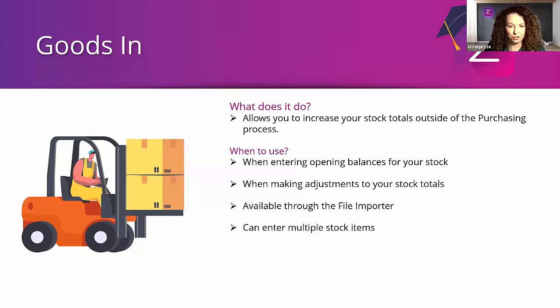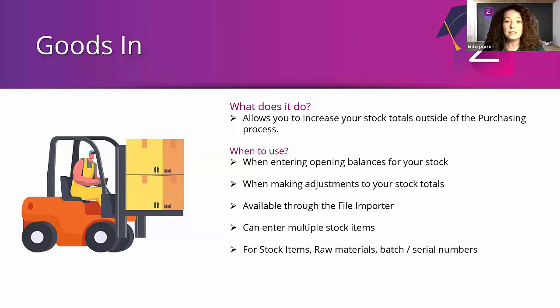It's available through the file importer, as I've mentioned. On one screen alone, on one goods in screen, you don't have to do it item by item and one goods in for each item. You can literally have multiple stock items listed on one entry for the goods in. This is applicable to all stock items, raw materials, batch and serial numbered items, so all your different stock items. And of course, there are automatic postings to the GL, the effect of which I'll show you as well on the live demonstration.